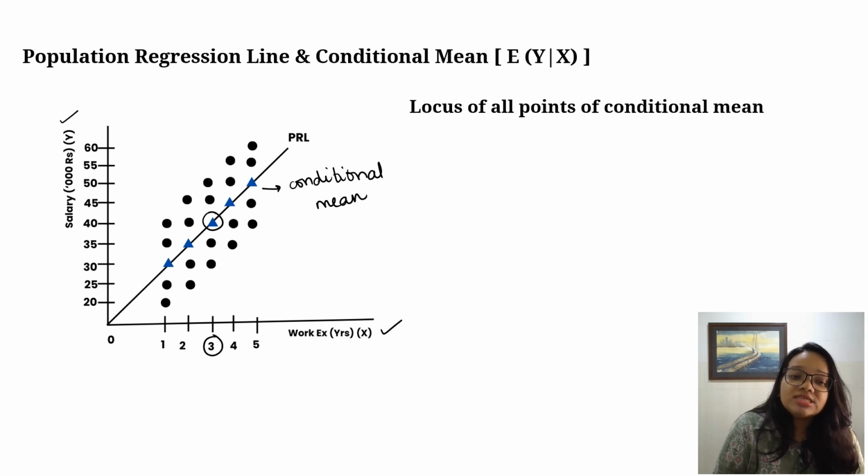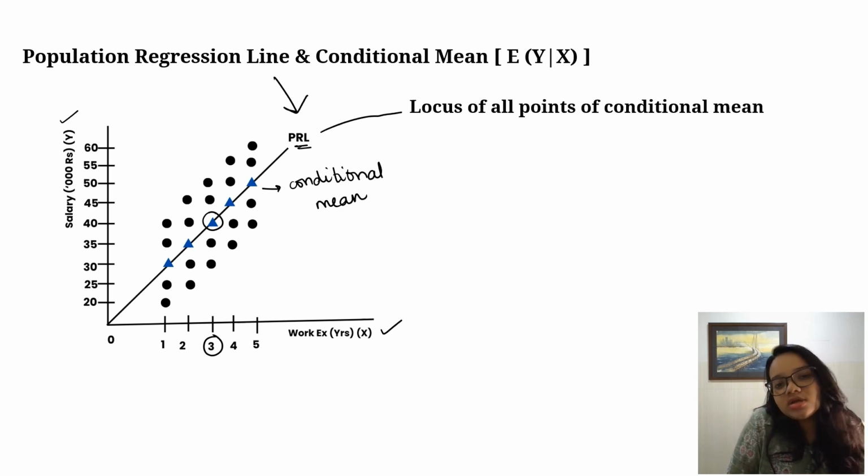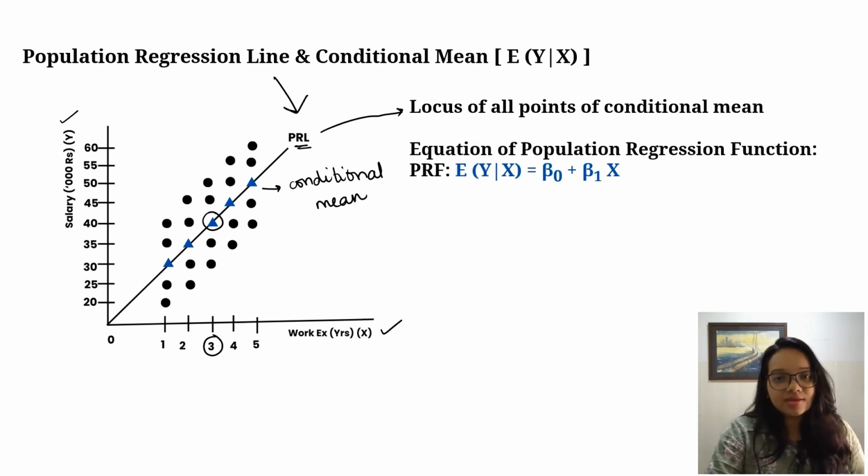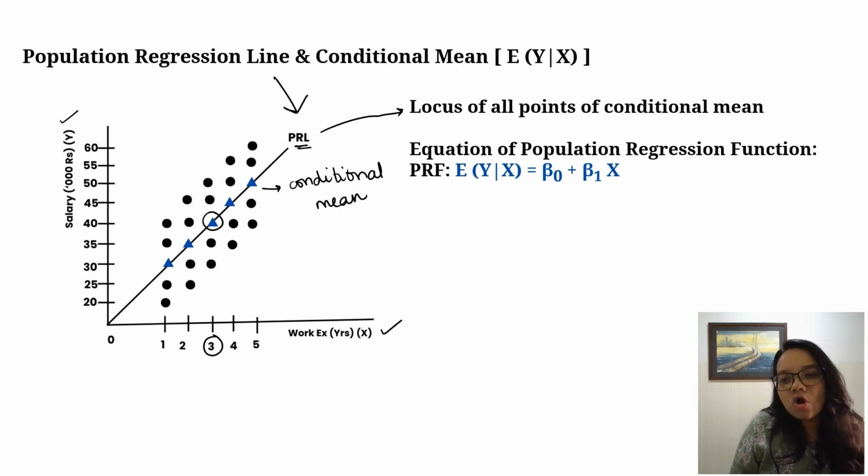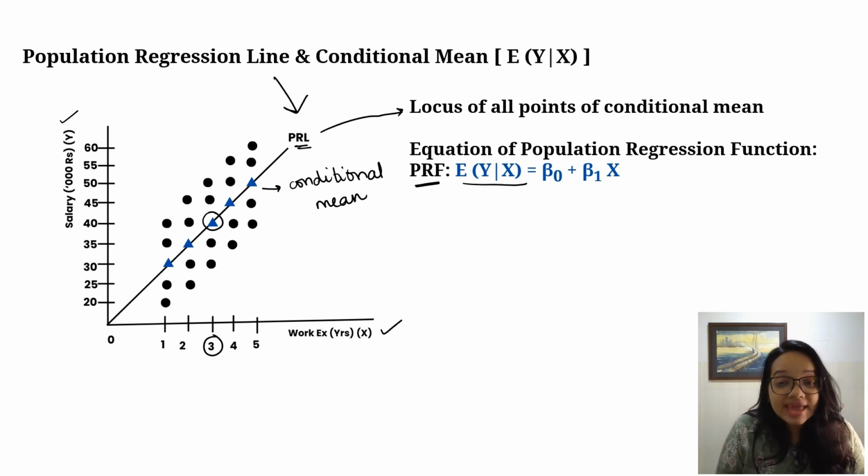When you join all of these little blue triangles, which are your conditional mean, you get a single line, and that line is called PRL, which is your population regression line. It is the locus of all points of conditional mean. Locus is joining all of these points to make a single line. And the equation of this line, which is your population regression line, is called population regression function, or PRF in short. And because every single point on this line is denoted by the conditional mean, on the left hand side is expected y given that value of x.